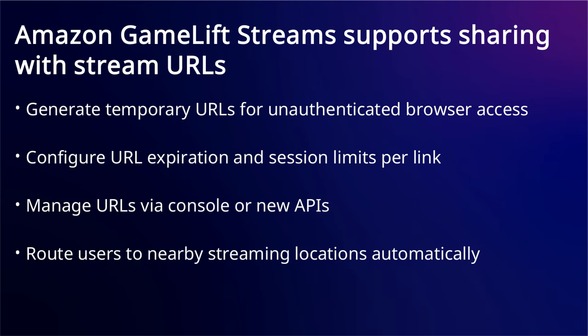Recipients open the link in their browser without requiring AWS accounts, credentials, or software installations. Each recipient starts an independent stream session, and GameLift Streams routes them to a nearby streaming location from your selected regions. You can manage URLs through the GameLift Streams console or use the new Create Stream URL, Get Stream URL, List Stream URLs, and Revoke Stream URL APIs. No client integration or backend service implementation is required. You pay only for the stream capacity consumed by sessions started from stream URLs, with no additional charges for the URL feature itself.